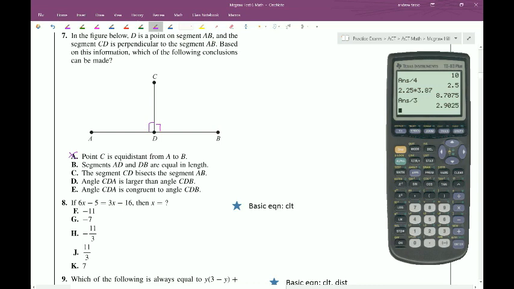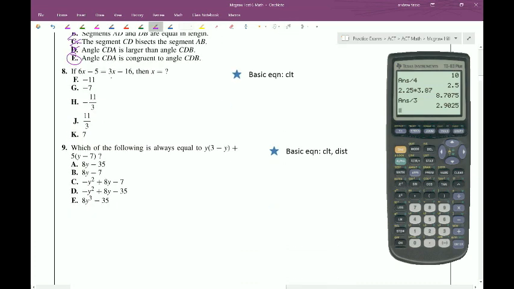Segment CD bisects AB. We don't know if these are equal, again. So that's out. Segments AD and DB are equal in length. That's saying the same thing. CDA is larger than CDB. So that's not true. Congruency is true because they're both 90.